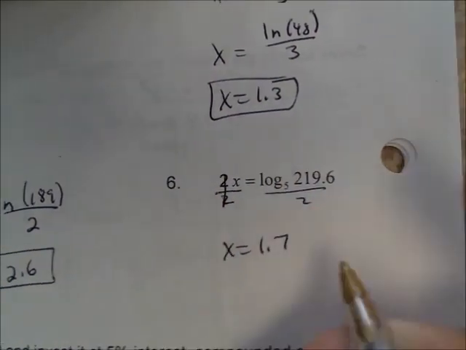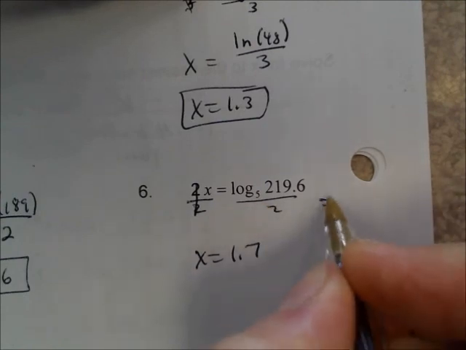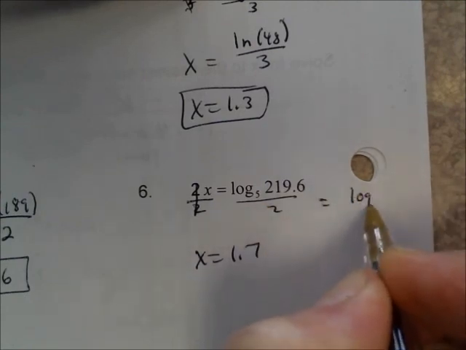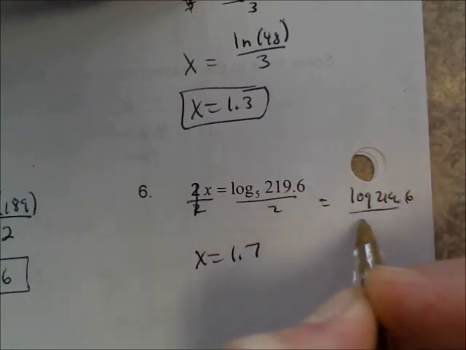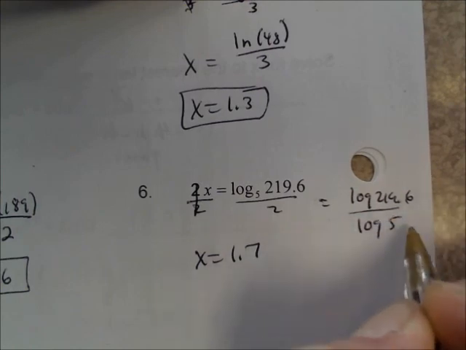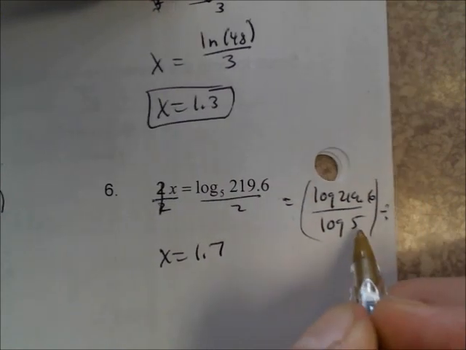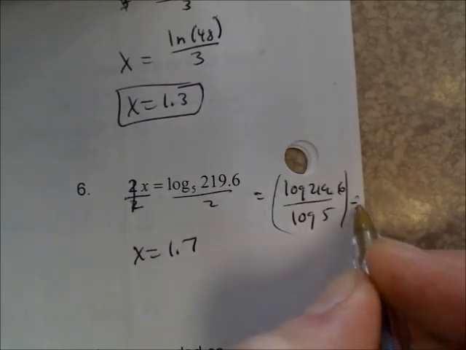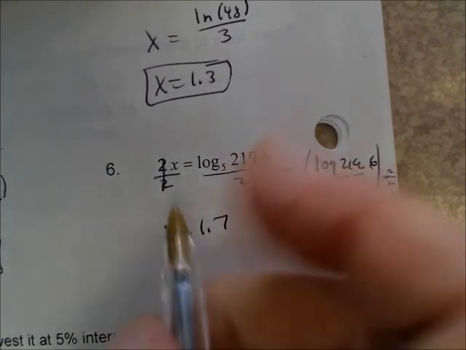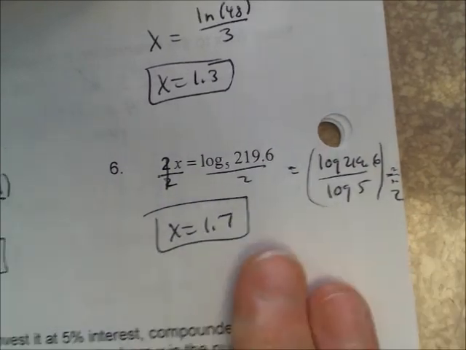And if you didn't have a graphing calculator, this would be the log of 219.6 divided by the log of 5. So I would do that in my calculator and then divide that whole thing out by 2 the long way. Either way, you're going to get that same answer.